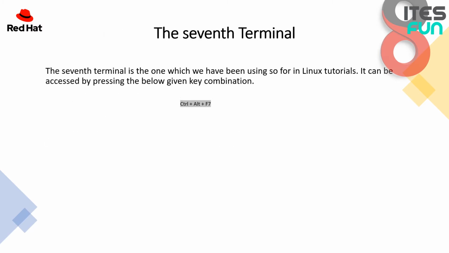The 7th terminal is the one which we have been using so far in the Linux tutorials. It can be accessed by pressing the combination Control Alt F7.